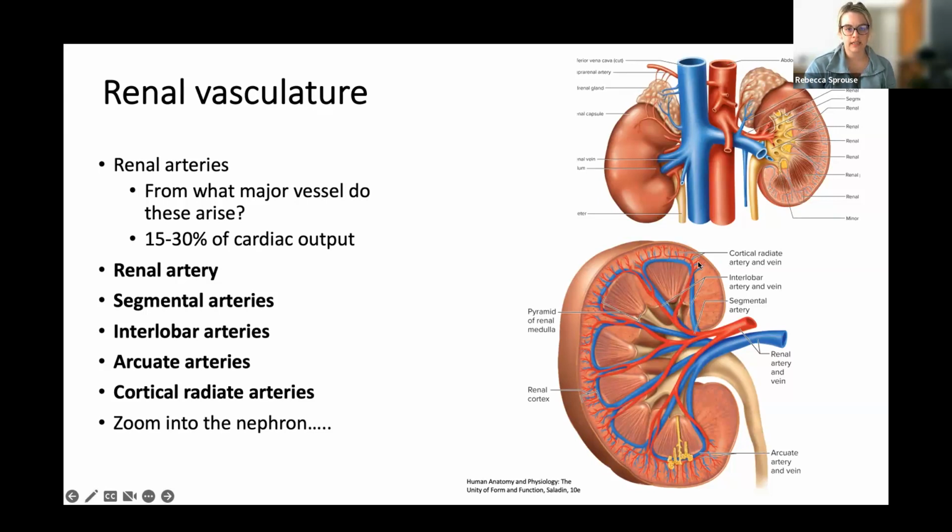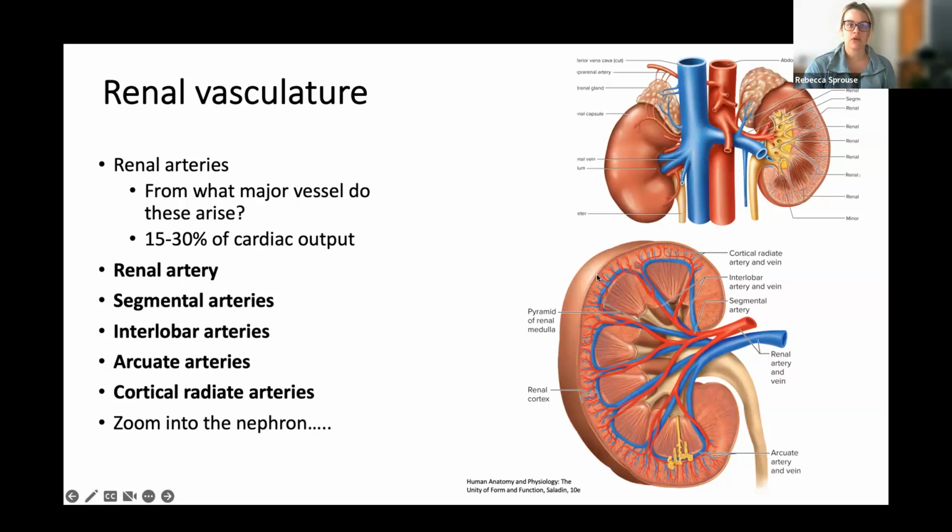And then finally, we see those little spider-like looking structures, those little branches. Those are going to be called cortical radiate arteries. Cortical radiate, spanning, right, radiating the cortex. Cortical radiate.